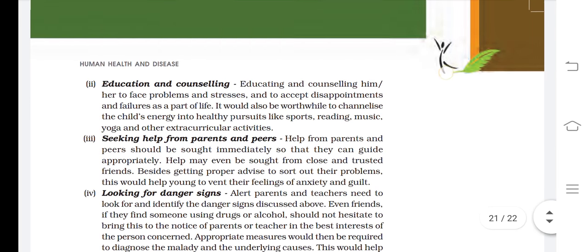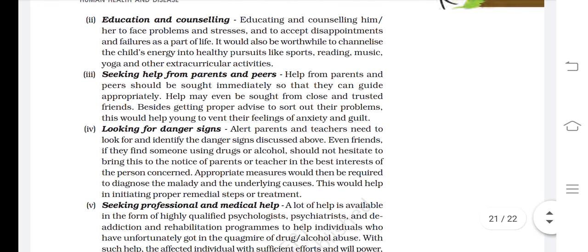Second, education and counseling. Educating and counseling him or her to face problems and stresses and to accept disappointments and failures as a part of life. It would also be worthwhile to channelize the child's energy into healthy pursuits like sports, reading, music, yoga, and other extracurricular activities.